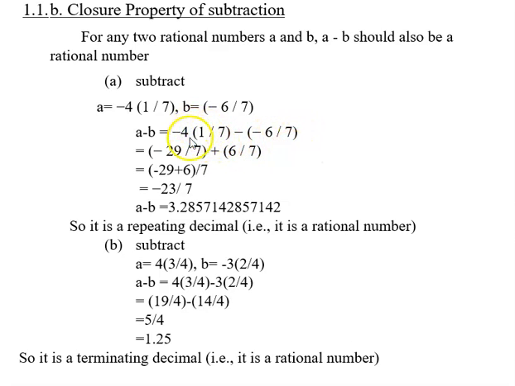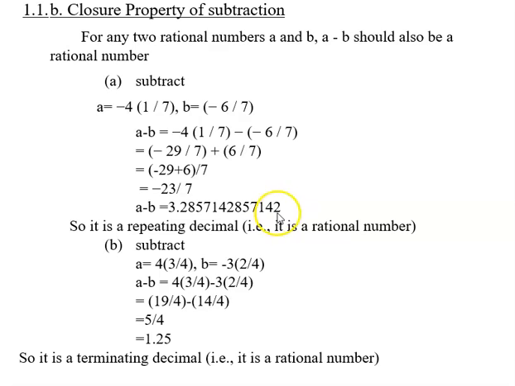Now first I am converting this mixed number to an improper fraction. So it's negative 29 over 7. This negative and negative will become positive, so plus 6 over 7. Now the denominators are the same, so I am adding the numerators. So negative 29 plus 6, that's negative 23 over 7. If I get the decimal result, I will get negative 3.2857.